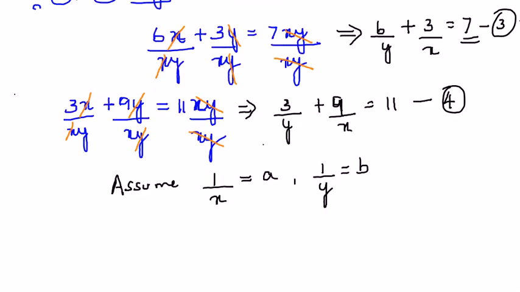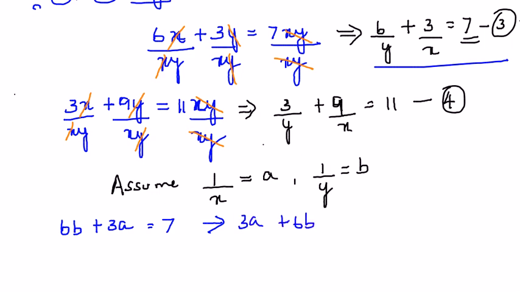என்னோட third equation based on this assumption in the equation becomes 6b. 1 by y is plus 3a is equal to 7. Right? இது நம்ம பெட்டரா எழுதணும்னா எப்படி எழுதலாம்? We can write it as 3a plus 6b is equal to 7.